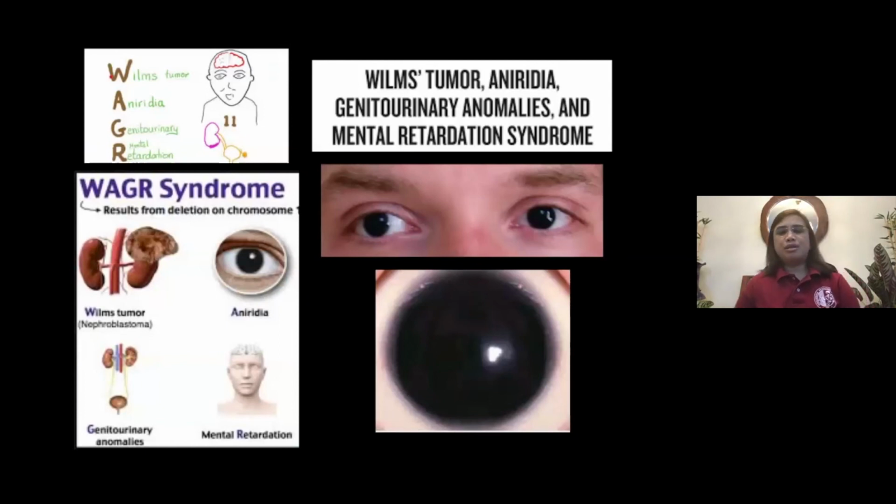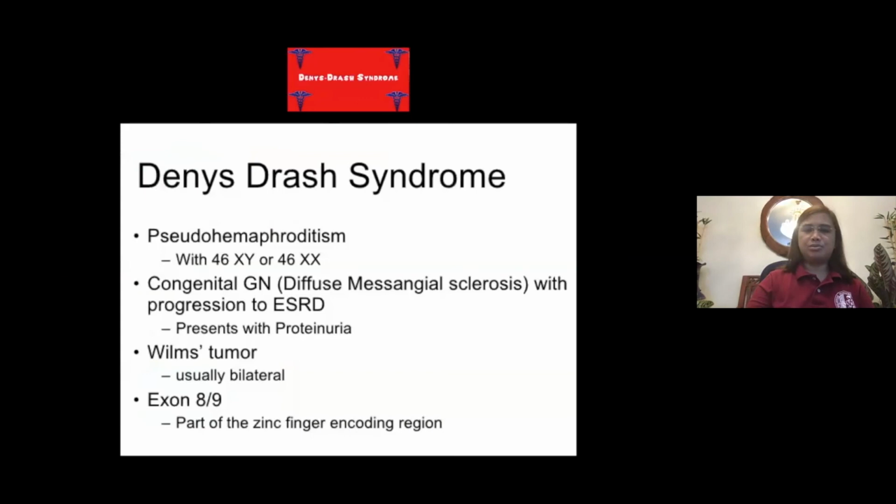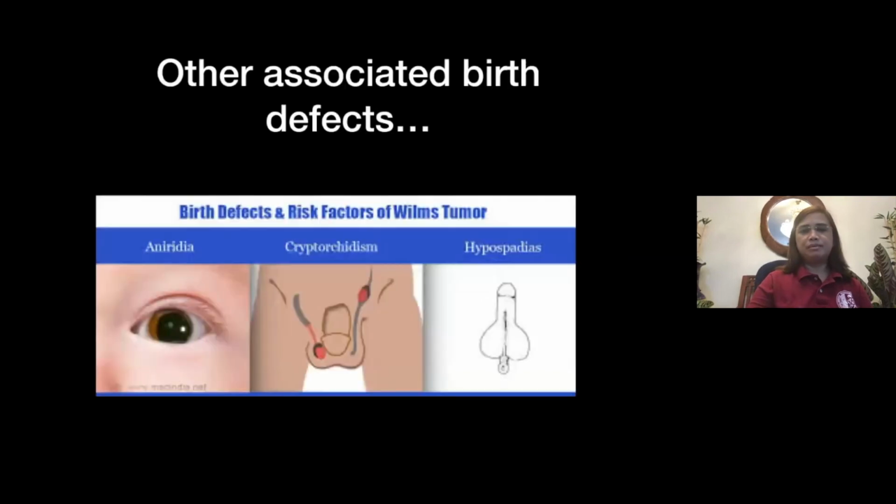WAGR syndrome is Wilms tumor, aniridia, genitourinary tract anomalies, and mental retardation syndrome. Denys-Drash syndrome is composed of the following. Other associated defects of Wilms tumor are cryptorchidism and hypospadias. So check also for the genitalia of patients with Wilms tumor.